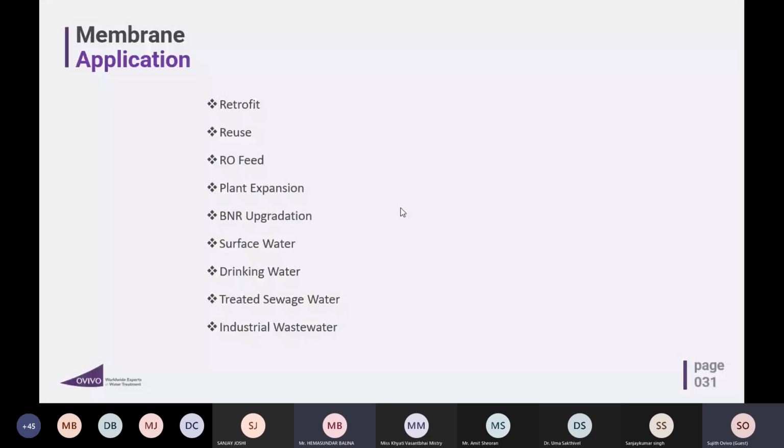And plant expansion, like if you have an existing treatment plant of a certain capacity within the given area, you can easily upgrade it to almost 1.5 times. BNR upgradation, that is biological nutrient removal upgradation. You can also upgrade on the process side when you go with the membrane bioreactor, and it is applied for surface water treatment, drinking water treatment, treated sewage water, or any industrial wastewater.